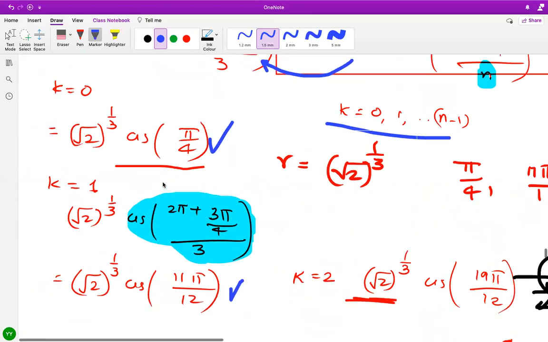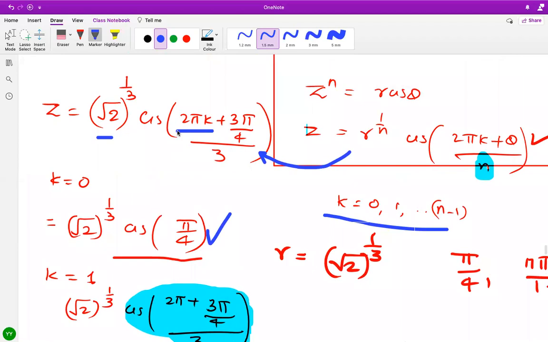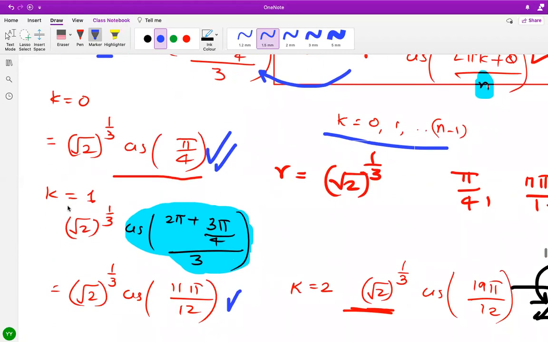So you can clearly see when I put k as 0, this becomes 0. So I get 3 pi by 4 divided by 3, which is pi by 4. So that's my first answer. Now, when I put k as 1, I get the second answer, that is root 2 to the power 1/3 cis 11 pi by 12. When I put k as 2, I get root 2 to the power 1/3, which is the same because it is not related to k, and I get cis 19 pi by 12. So this is how you find the three possible complex numbers that, if you raise to the power 3, give the answer -1 plus i.